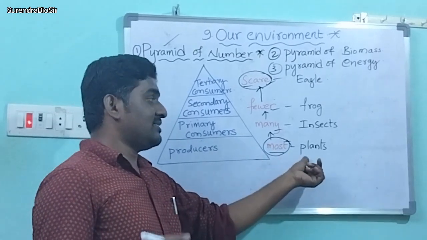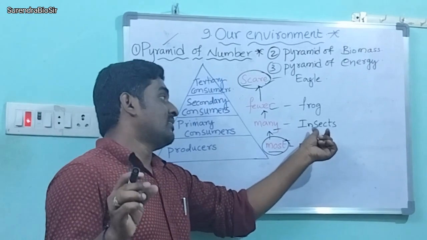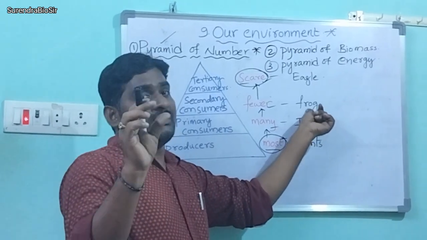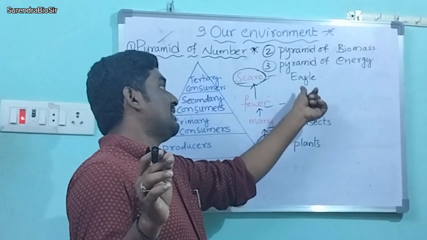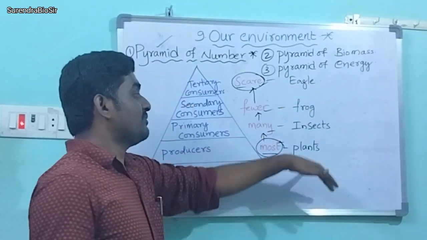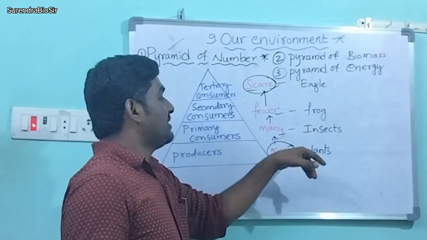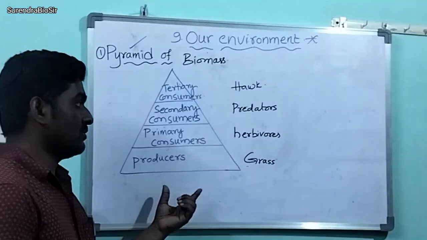If you see, plant means grass, which is very small; insect size is somewhat bigger. If you see insect and frog, frog size is somewhat bigger. If you see frog and eagle, the eagle's body size is somewhat bigger. So organism size is increasing, but the number is decreasing. Most to many, right.